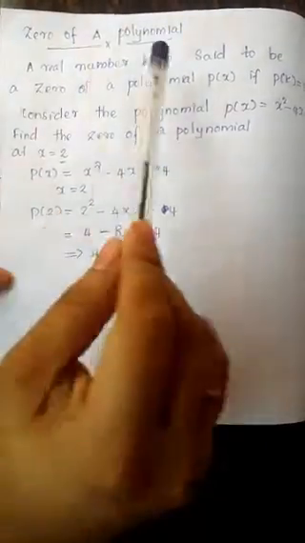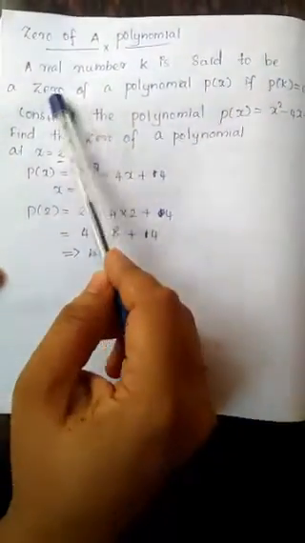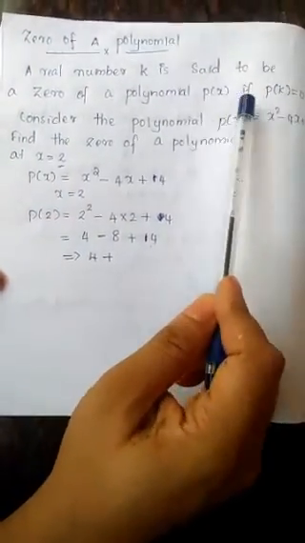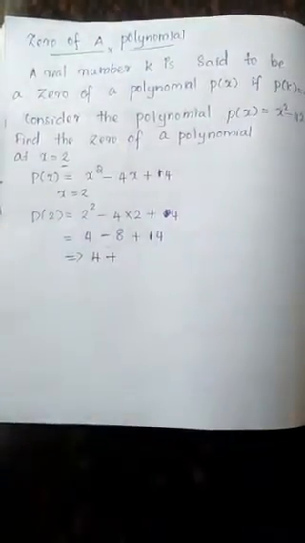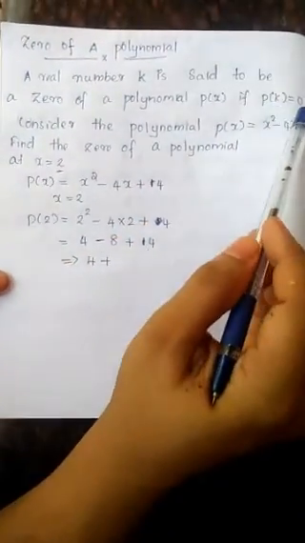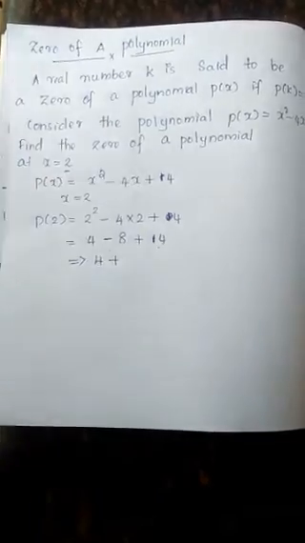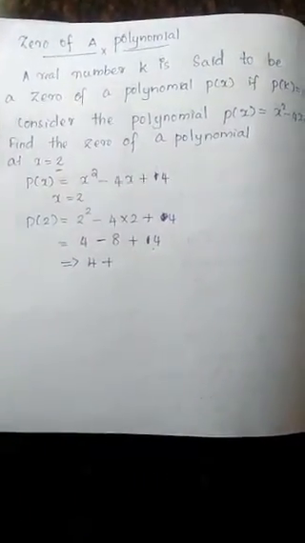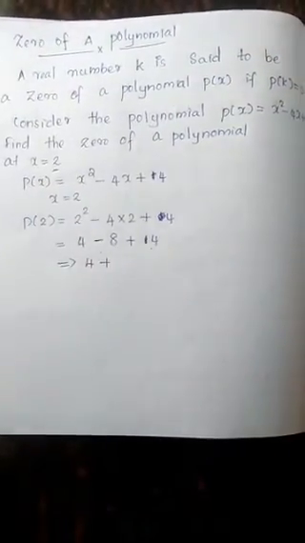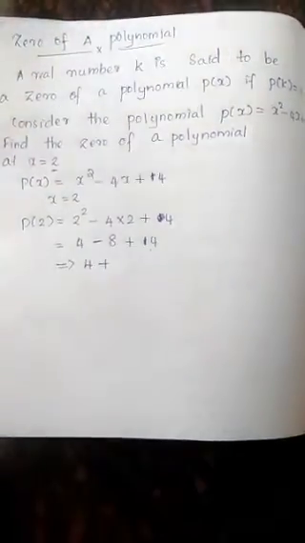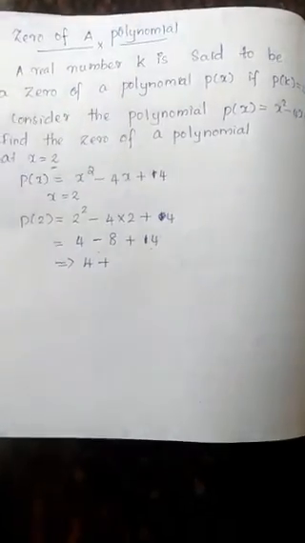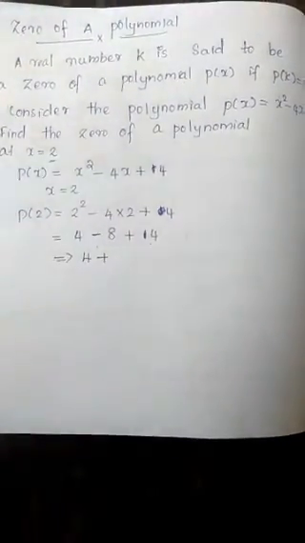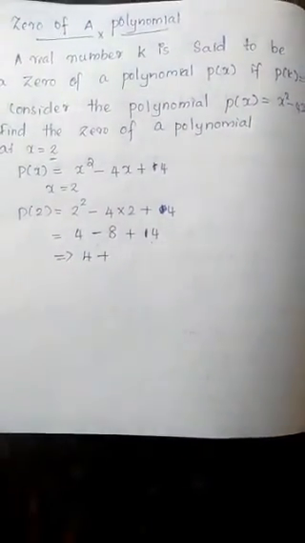A real number k is said to be a zero of a polynomial p of x if the value of the polynomial, that is p of k, is equal to 0. Here, when an expression or polynomial is given and a value is also given, and the value of the polynomial at that value is 0, then that value is said to be a zero of the polynomial.